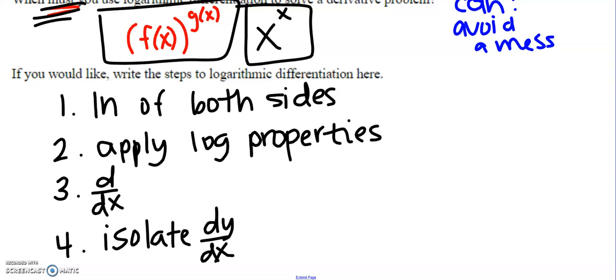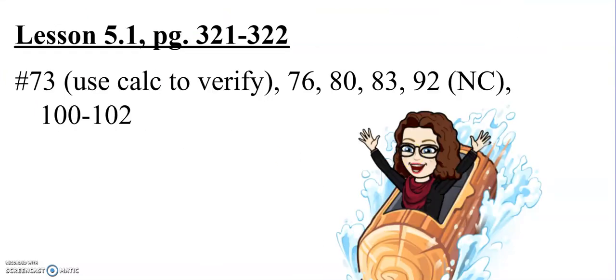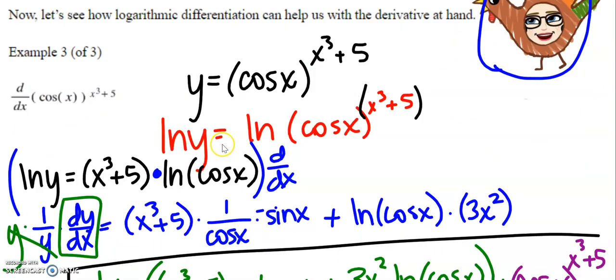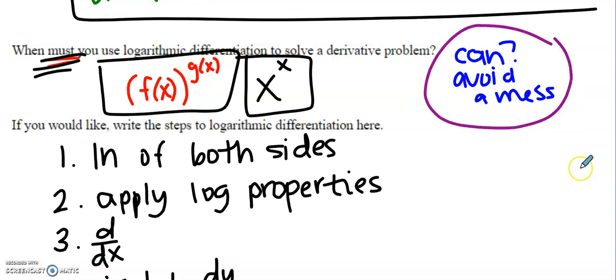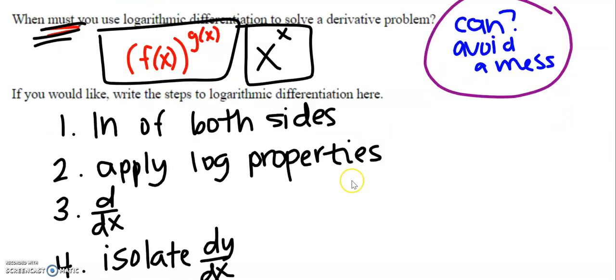That's it. Your homework is in your textbook. Logarithms, keep practicing. Again, remember, you have to use it. Logarithmic differentiation, logs to take the derivative. Have to when you have a function to a function. Can to avoid a mess. And I suggest that you avoid a mess, but that's up to you. But if you ever see a function raised to a function, a variable raised to a variable, a weird combination of power and exponential, use logarithmic differentiation. You have to.